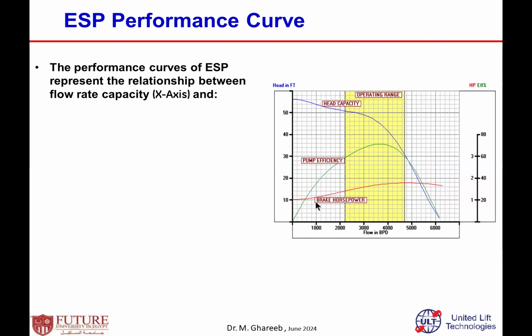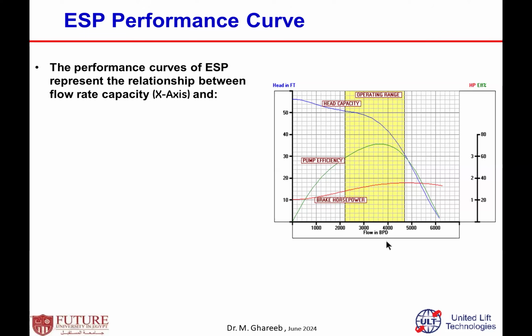Plus, we have the red one. It is the brake horsepower: the horsepower required to run this pump in order to lift fluid. Remember, this curve is for one stage, so this horsepower is for one stage, and so on. Plus, for each ESP curve, as I said, you have a certain range in the middle. This is the yellow one, the operating range, or recommended operating range.